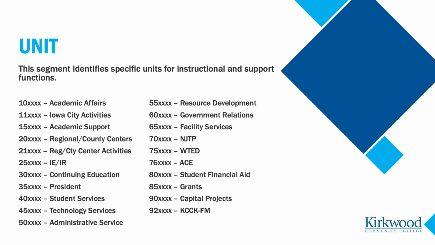For example, all academic affairs accounts start with 10. There are many unit numbers within academic affairs that are more specific to each department. However, they all start with 10. A few that you will find within academic affairs are agriculture sciences, industrial technology, health sciences, and English. When we get to the resources at the end of this training, I will show you where to find a listing of all units available.